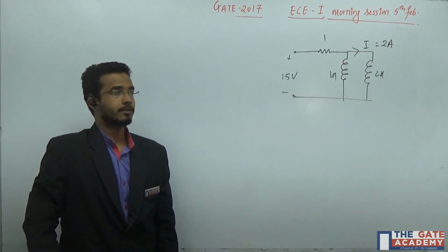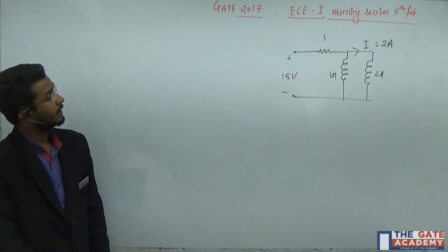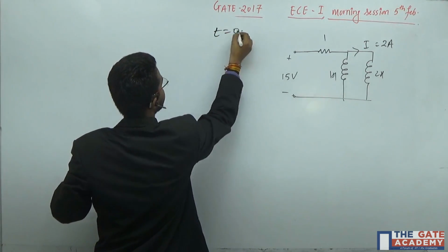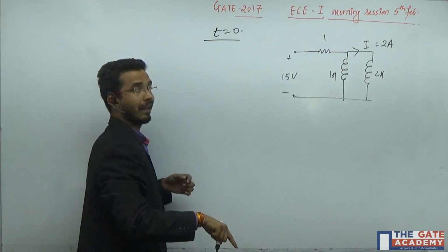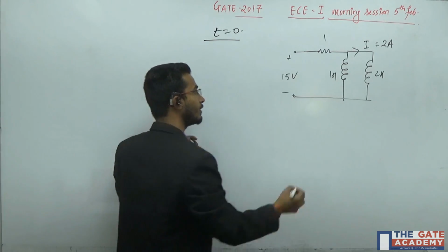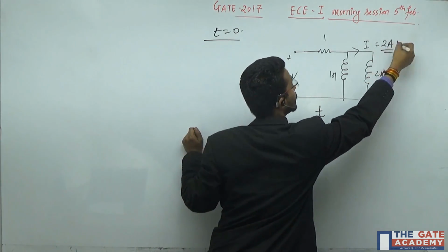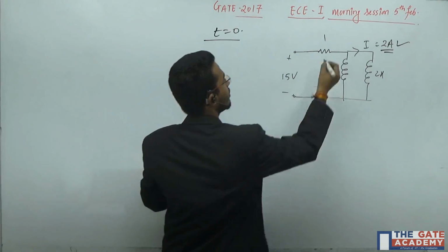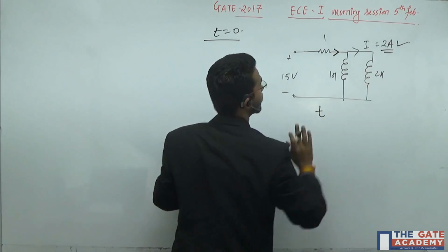Dear student, this is a network analysis question. Here they have added this battery at t equals 0, meaning the source is applied at t equals 0, and you have to tell at which value of t the current I will be 2 amperes. So first I will calculate the current here, then I will apply the current division rule there.